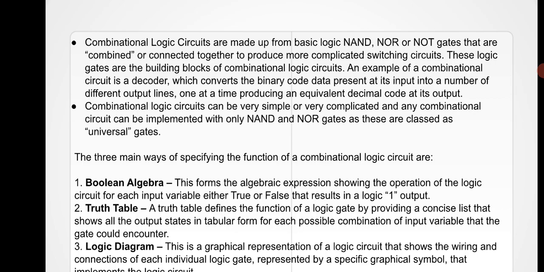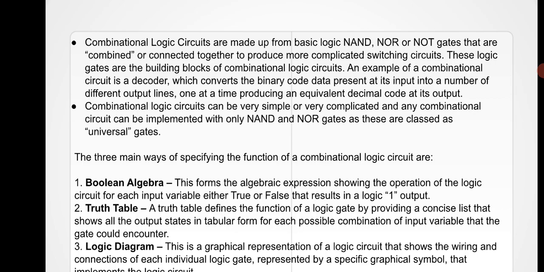Ultimately, combinational logic circuits can be very simple or very complicated, and any combinational circuit can be implemented with only NAND and NOR gates, as these are classed as universal gates. So NAND and NOR gates are called universal gates. That is the reason why it can be simple. The combinational logic circuit can be simple or complicated, based on the type of circuit the developer builds.